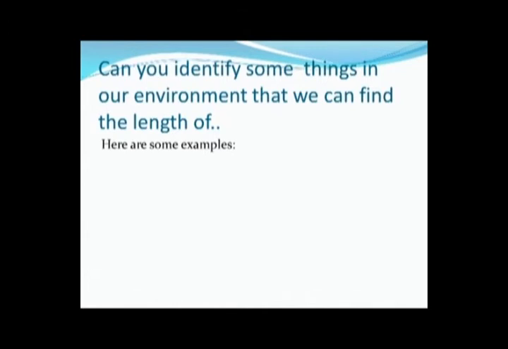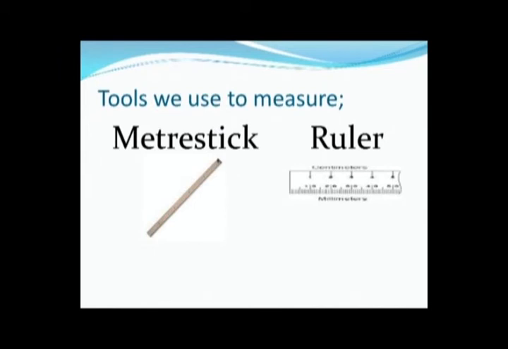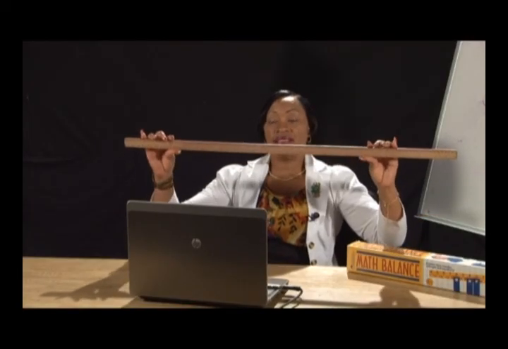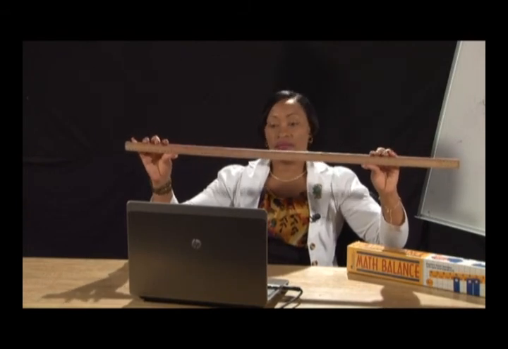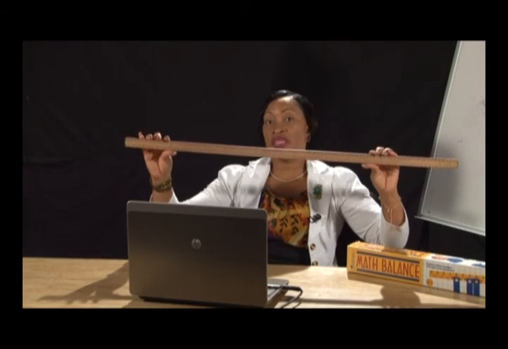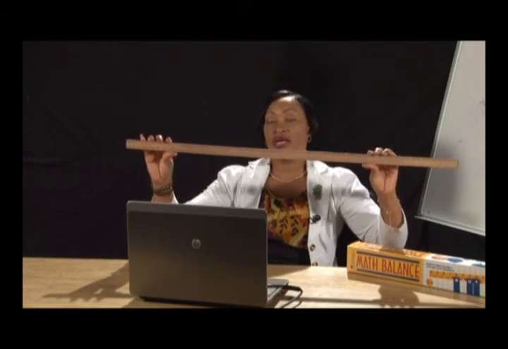Now, can you identify some things in our environment that we can find the length of? Here are some examples. Let's take a look at tools we use to measure. This is a meter stick. It is 1 meter long, and it is a tool that you can use to measure length.